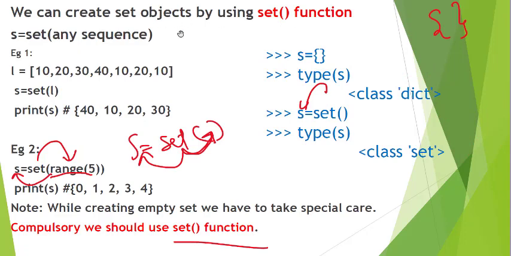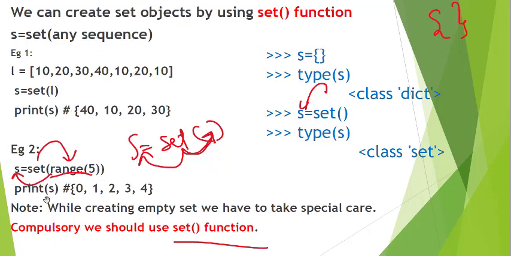Now you can create a set by using the set function. You write s is equal to set, then you put any sequence there, whatever you like. For example, if you have a list, you can pass it to the set function. You say s is equal to set of L, and then you print s, it becomes a set. Now, if you use curly braces without the set function and without putting anything there, it's a dictionary, not a set. Keep that in mind. If you say type of S, it's a dictionary. But if you say S is equal to set with parentheses, then check the type of S, now it's a set.